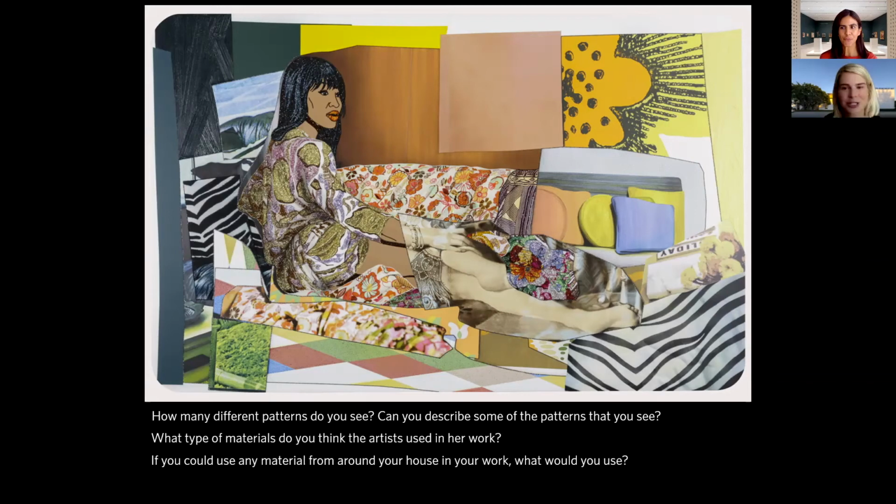So again, students start to think about what's in their own environment. My final questions help students reflect on the artist's intent with this work of art and synthesize what they're seeing. Who do you think this woman is?